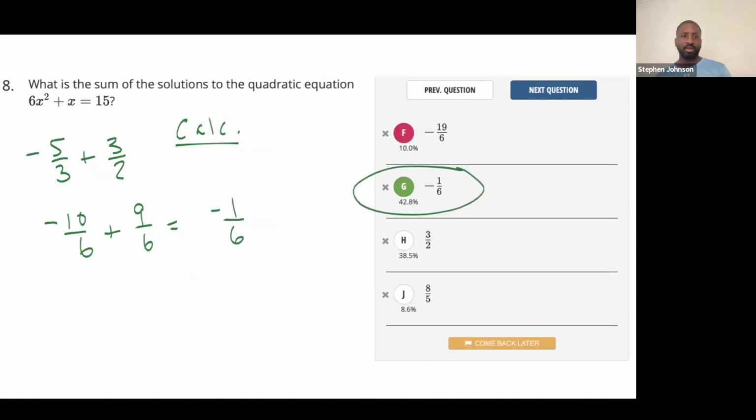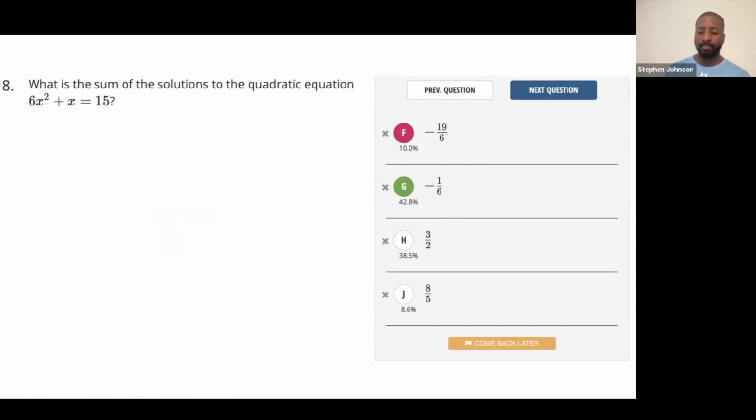So I wanted to show you exactly how we got to G instead of just saying use a calculator. Using a calculator is still the best method, but now you can see the math behind exactly how we would get there. All right, next question.